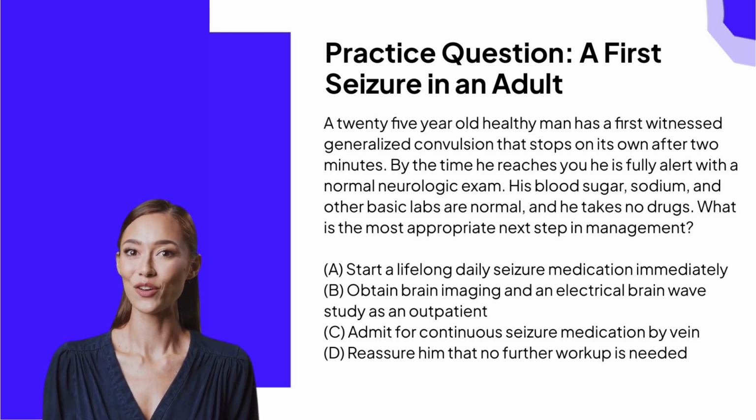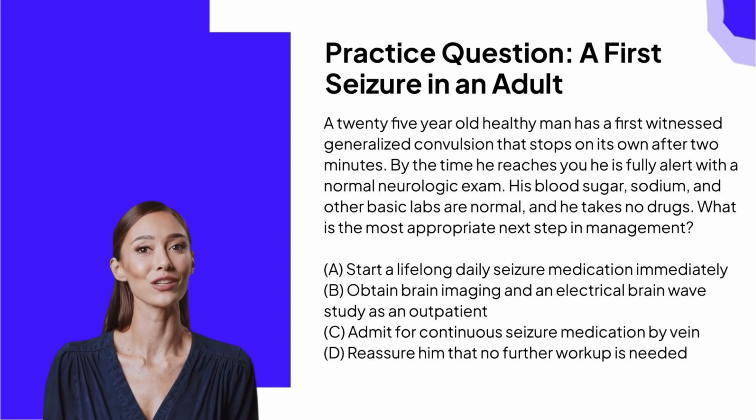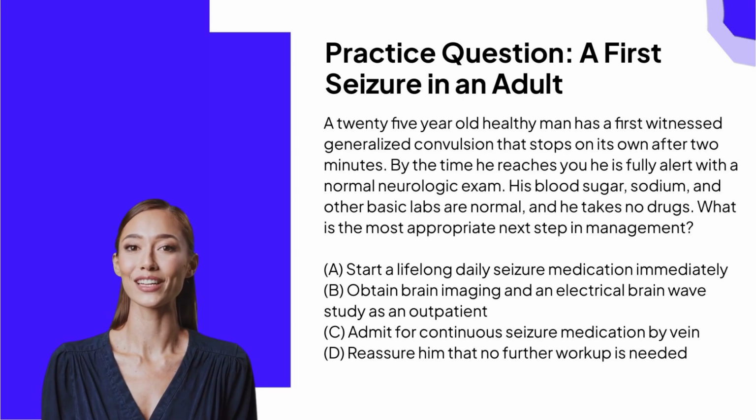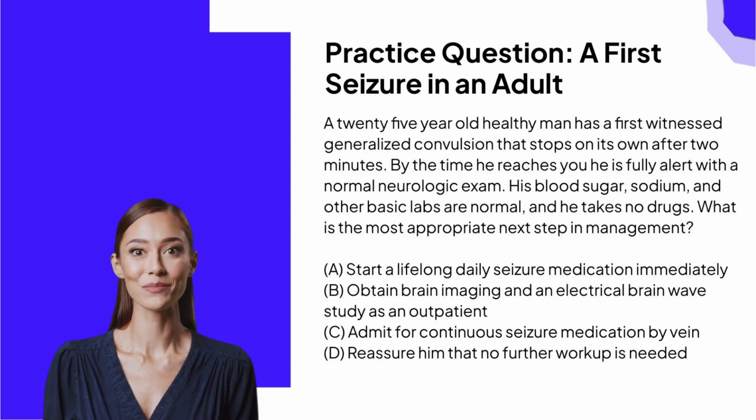A 25-year-old healthy man has a first witnessed generalized convulsion that stops on its own after 2 minutes. By the time he reaches you, he is fully alert with a normal neurologic exam. His blood sugar, his sodium, and his other basic labs are all normal, and he takes no drugs. The question asks for the most appropriate next step.